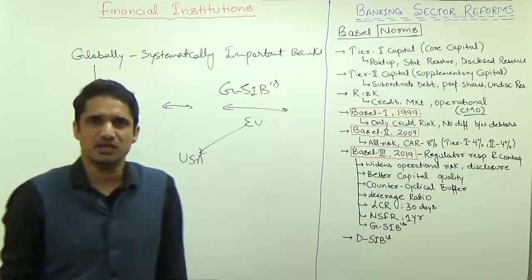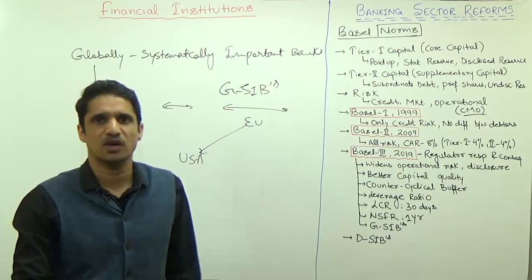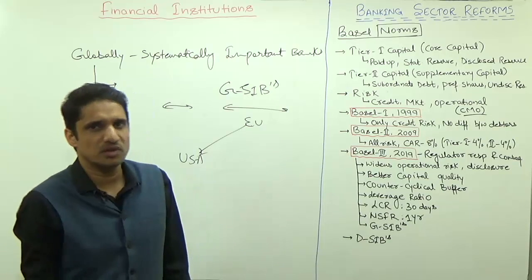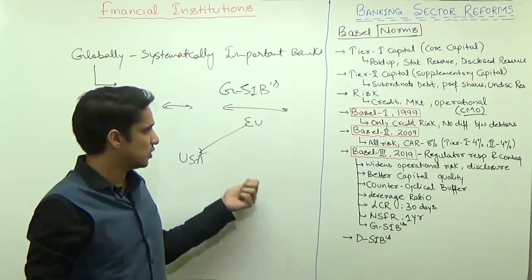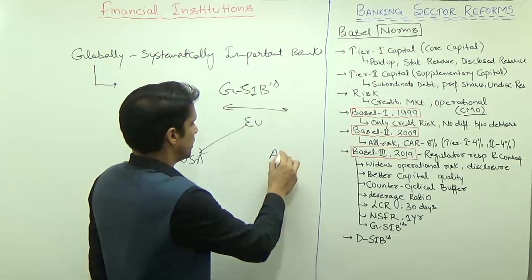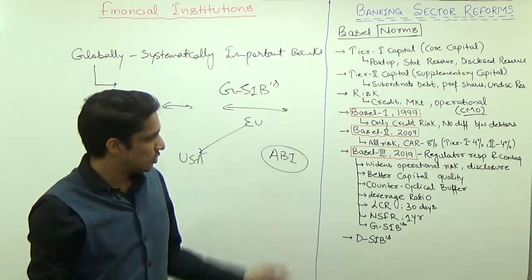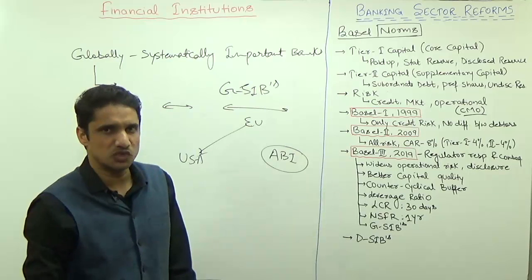So how many Indian banks are mentioned in G-SIB? Option 2, 3, 4, 5? Of course 0, because no Indian bank is so big. That is what we discussed. That is why the need for the authorized bank investor suggested by the PJ Nayak committee. So no Indian bank was mentioned in G-SIB.